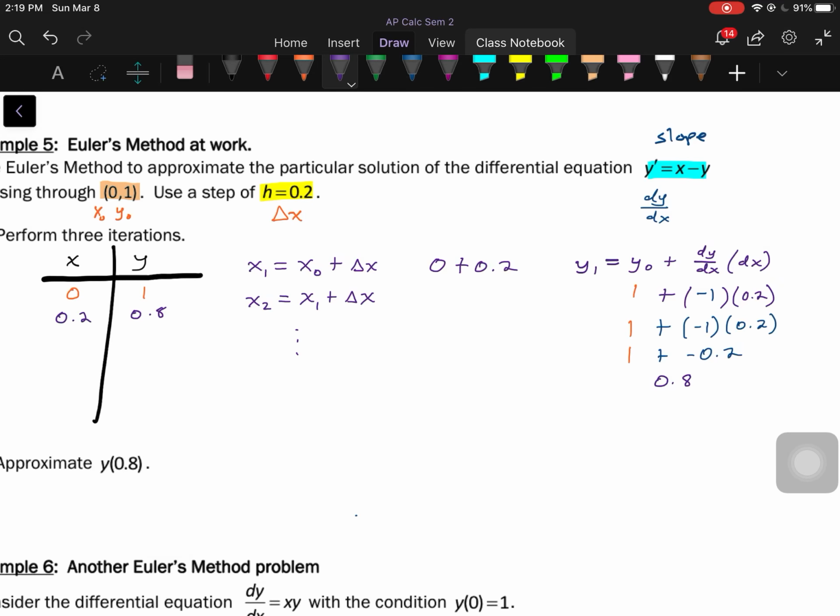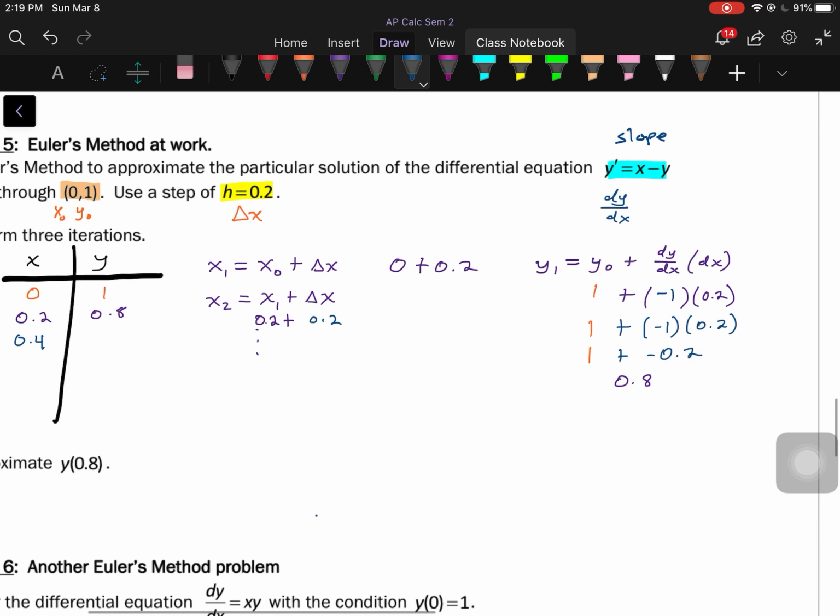And then we repeat the process. So x sub 2 would be the x value I was at before, plus the change in x, which was 0.2 like it always is. And I get 0.4 as the next x value.